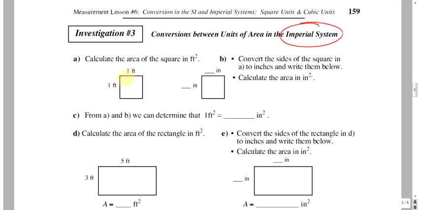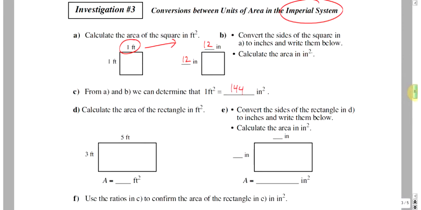This is 1 square foot. That's how much area is in this box. Is that the same as 12 square inches? No. What do I want to do first, Tyrell? Convert first. How many inches in a foot, guys? 12 inches in a foot. That's on your formula sheet. What's 12 times 12? 144 square inches. Okay?